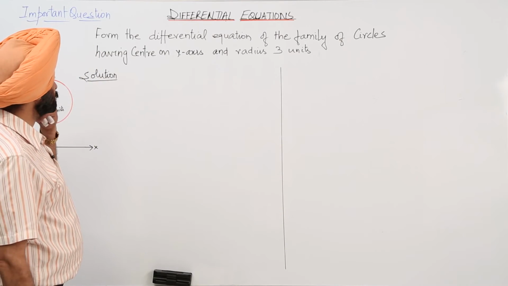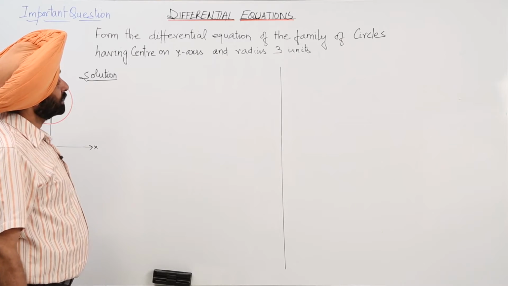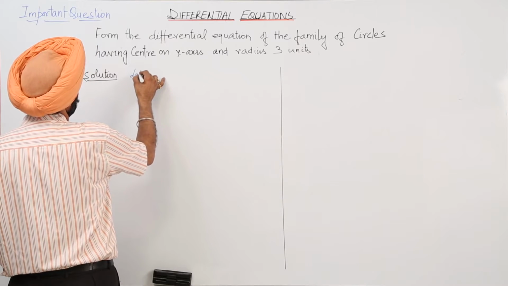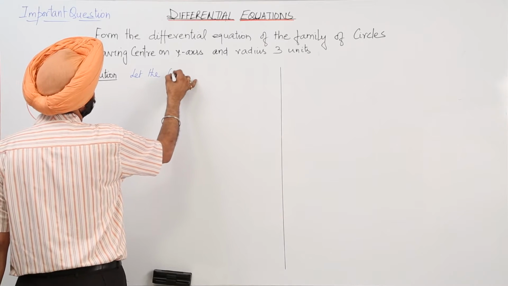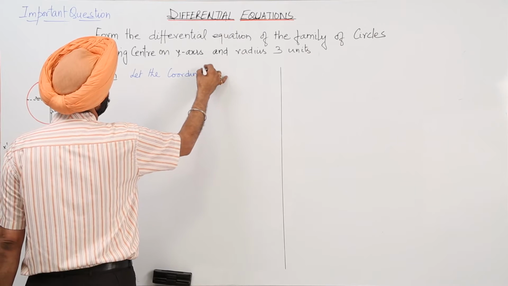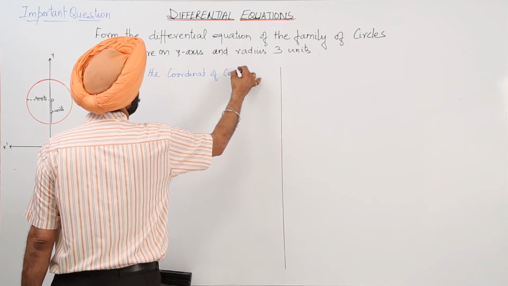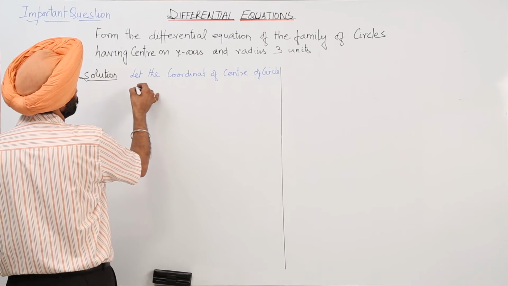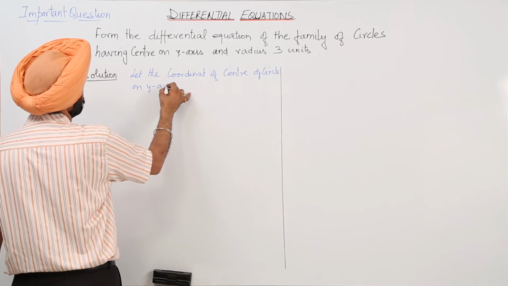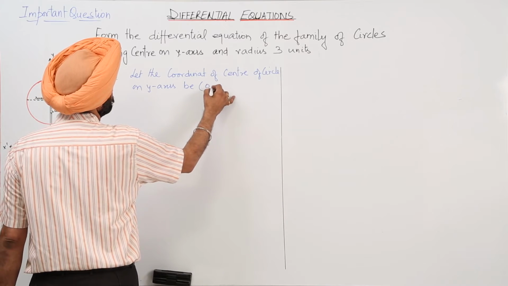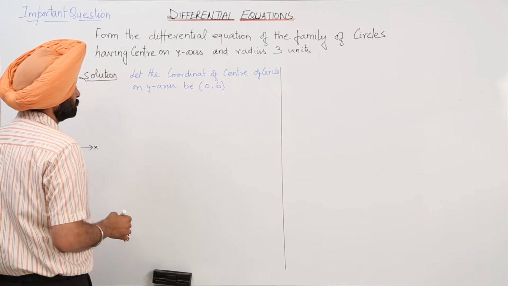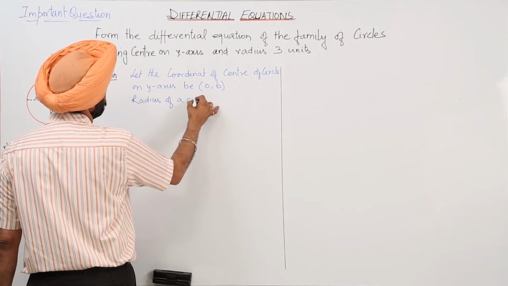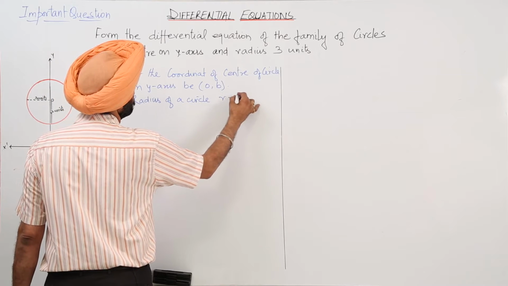Form the differential equation of the family of circles having center on y-axis and radius 3 units. Now, let the coordinate of center of circle on y-axis be (0, b). Radius of a circle r is equal to 3 units.